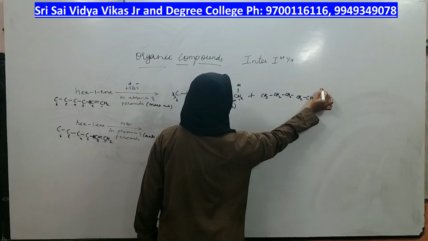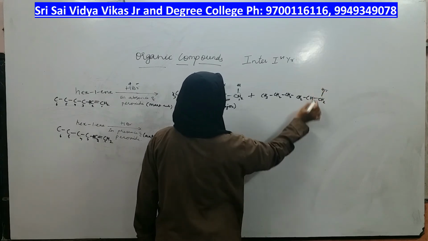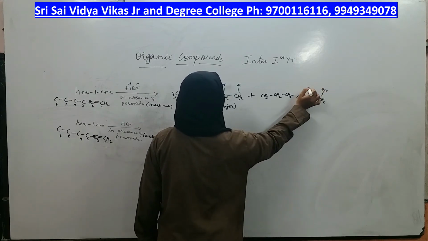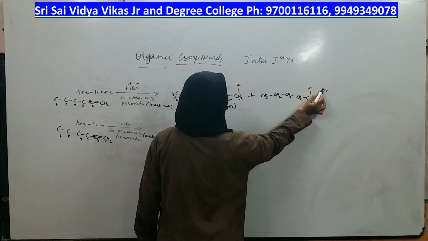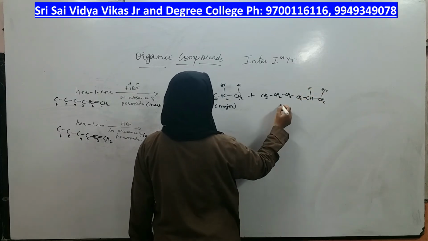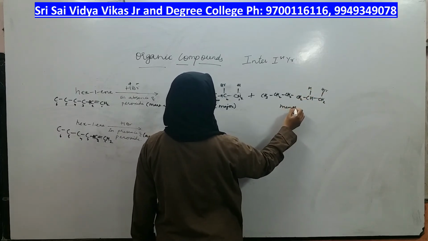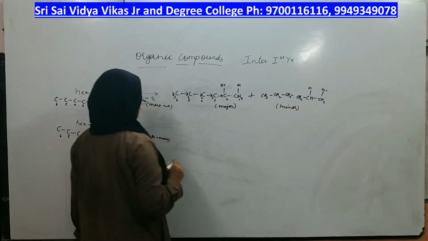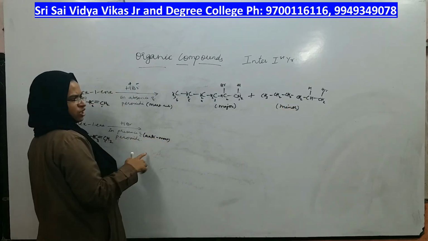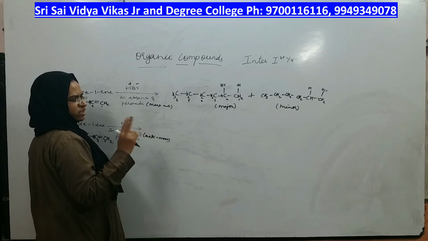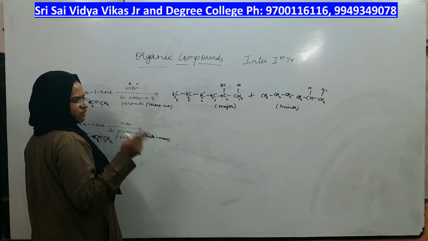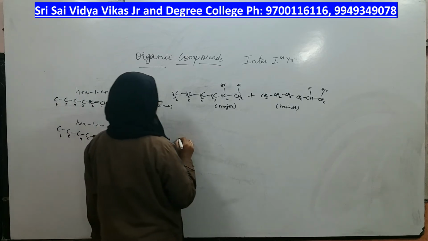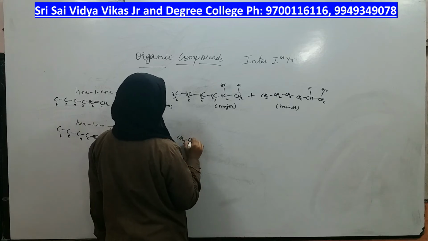Negative part of the addendum attaches to carbon containing less number of hydrogen was already over. Now let us attach negative part to the carbon containing more number of hydrogen. It is minor. Right? If we follow anti-Markovnikov's rule, the products will be opposite. What was major there becomes minor here. What was minor there becomes major here. Right? Let us write the product.